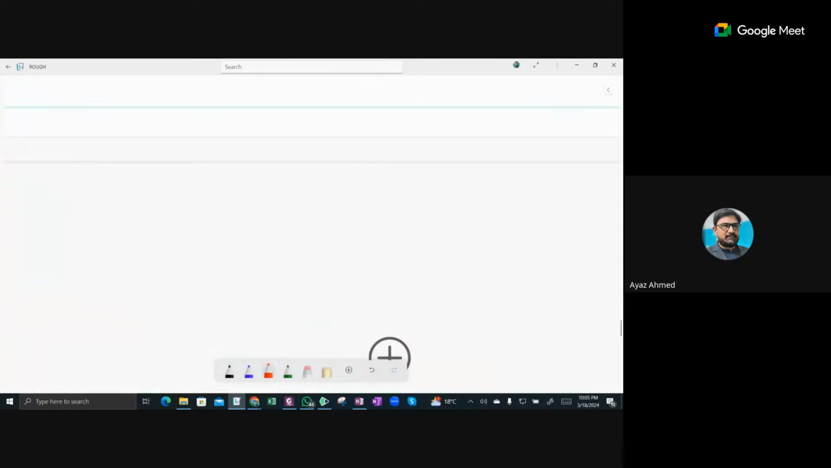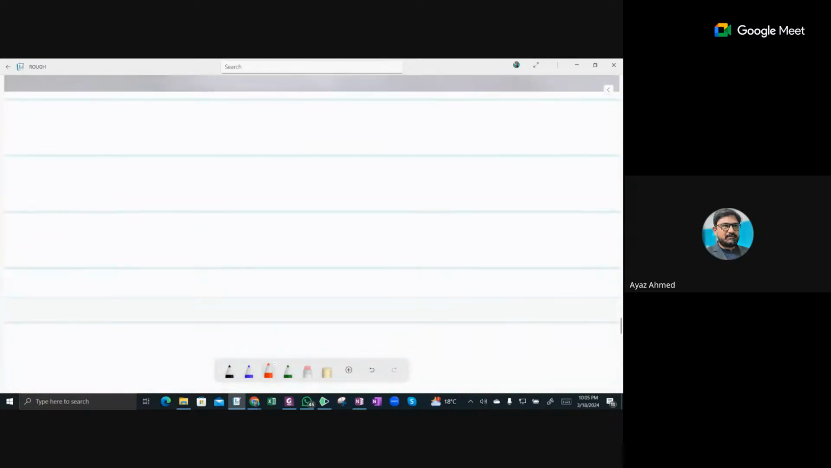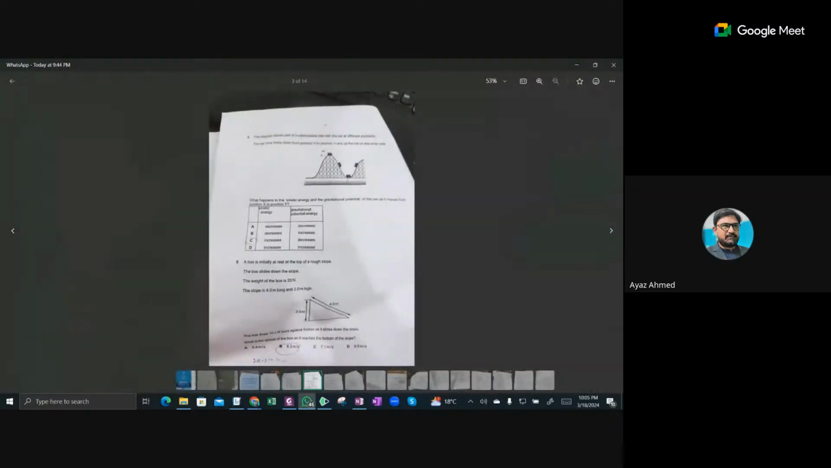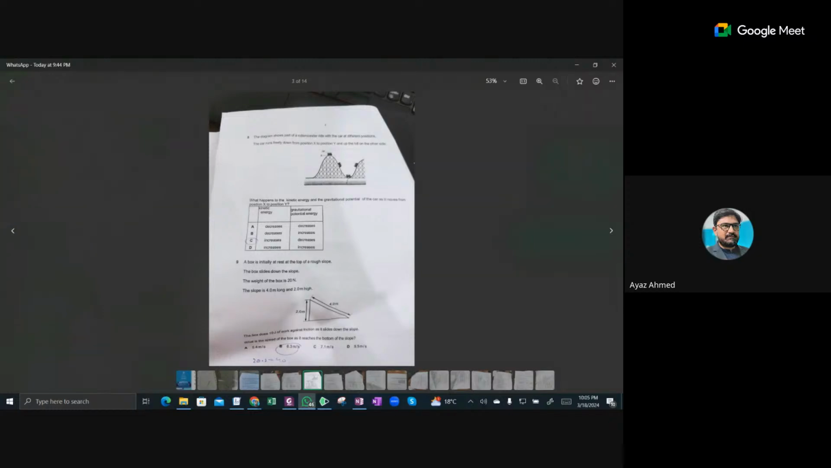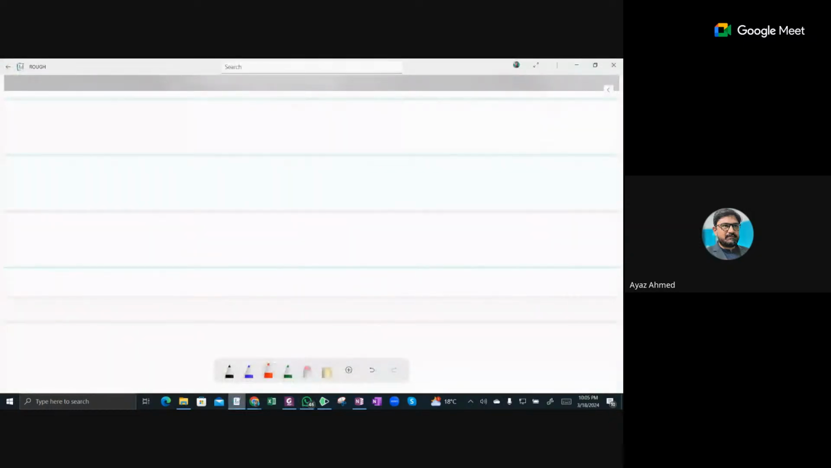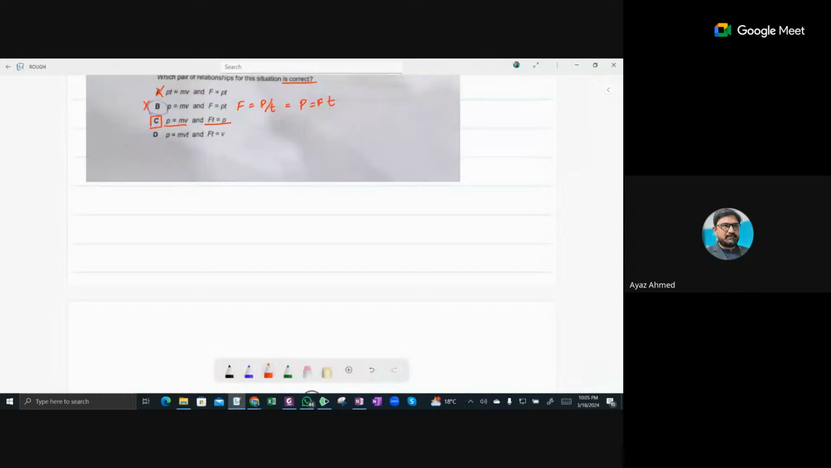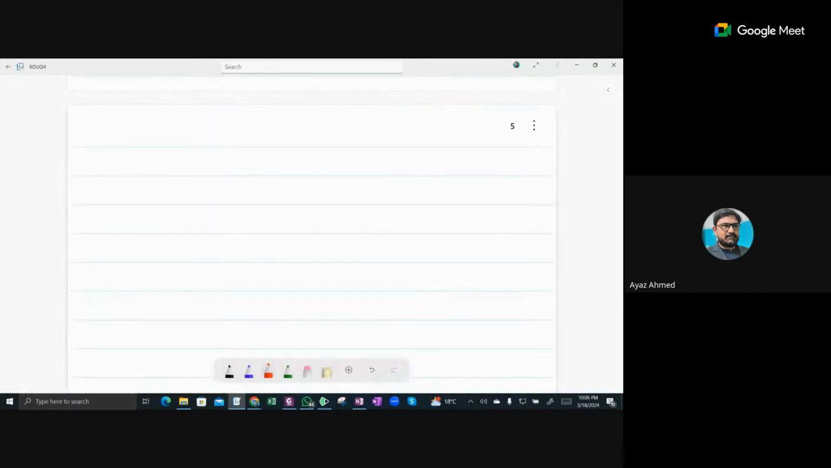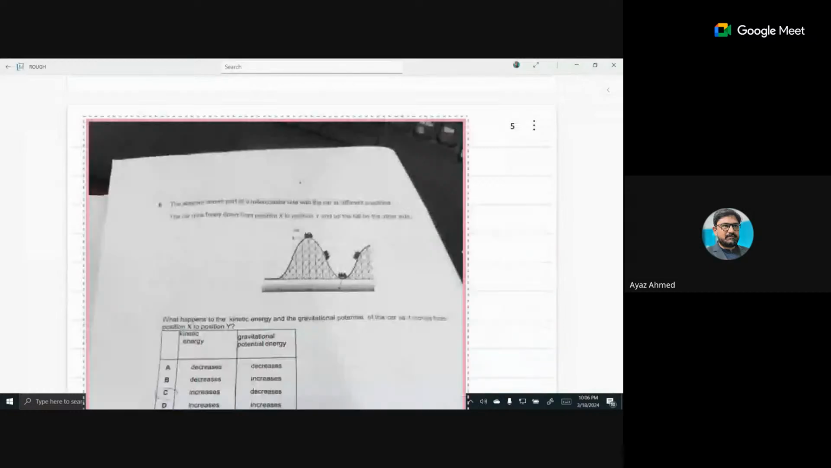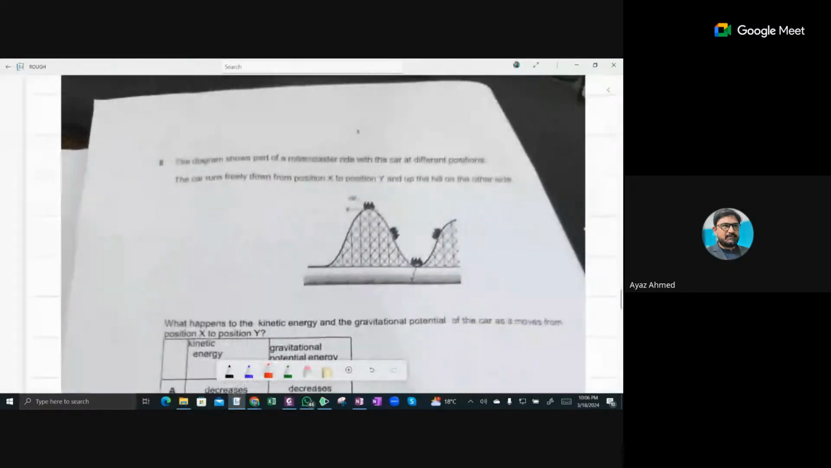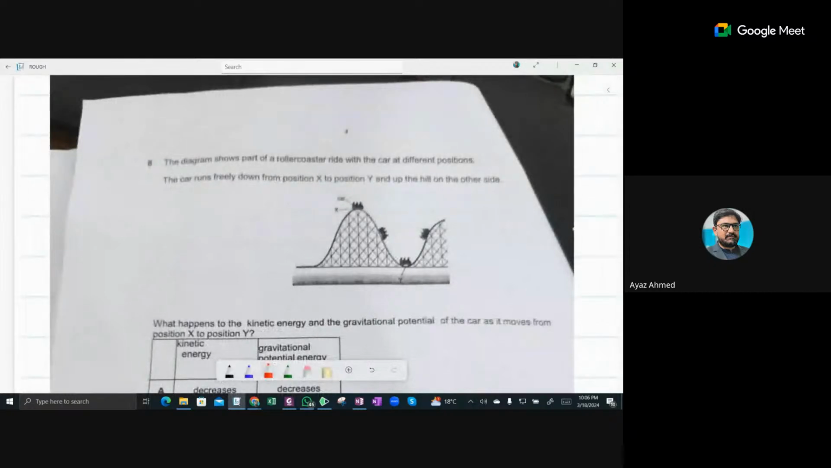Next one is, oh, next one is not here. Next one is over here. Okay, question number 8. The diagram shows a part of a roller coaster with a car at different positions.